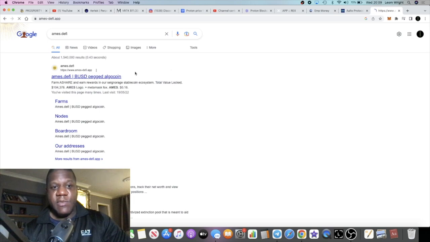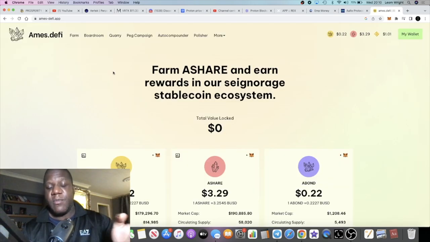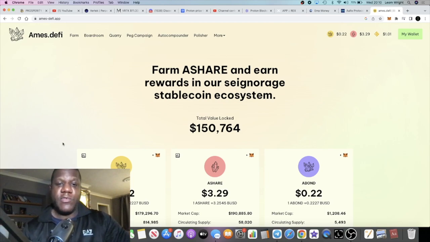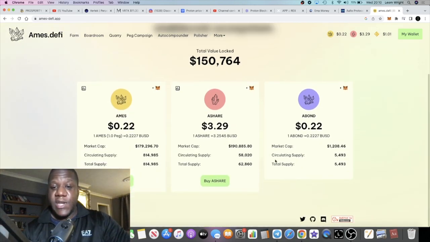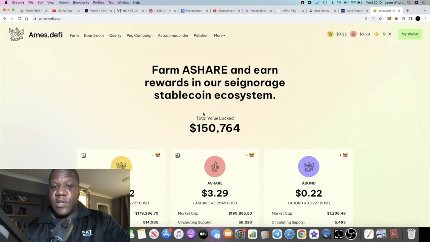Okay, guys, so AIMS DeFi is a BUSD pegged stablecoin. This is similar to what you see with Droplet, Tomb, for example. So if you know how those platforms work, this is similar, and they created this project a long time ago and it's still running. Okay, guys, it's still running. You can still earn decent competitive APRs on these platforms. So go and check them out, guys. It's got 150K in TVL locked.